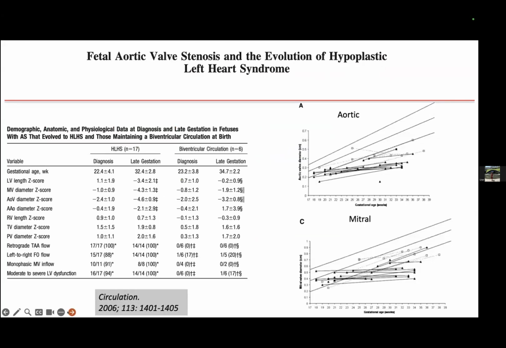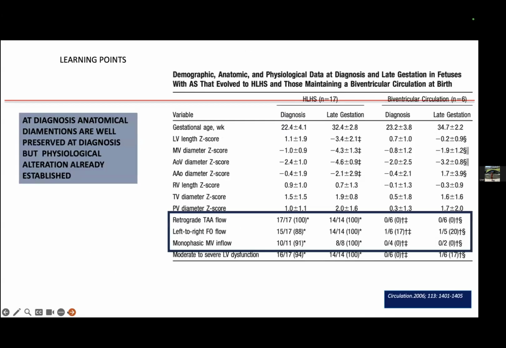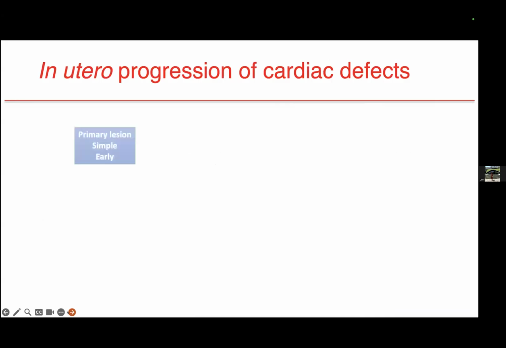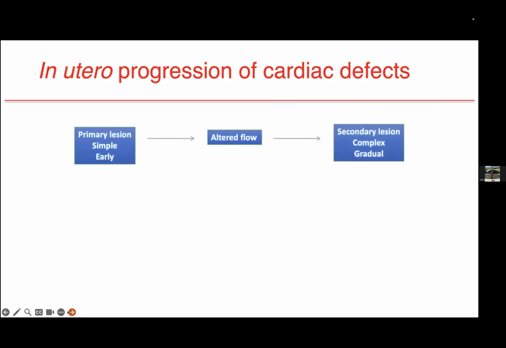It has also been added that the aortic valve growth and the mitral valve growth also get hampered because of the flow theory. So there is a primary insult of aortic stenosis, and because of that, there is a secondary insult in the development of the left ventricle, mitral valve, and aortic valve growth. And we can see this hemodynamically by retrograde flow and everything. So what we want to do in fetal life is this: the lesion starts as a benign lesion, the simple aortic stenosis, which leads to altered flow and finally to a very complex lesion, the hypoplastic left heart syndrome.